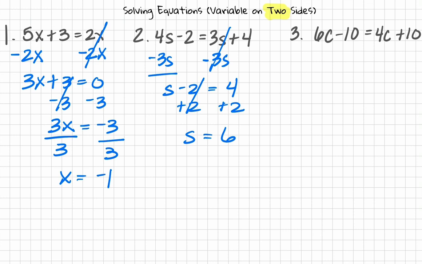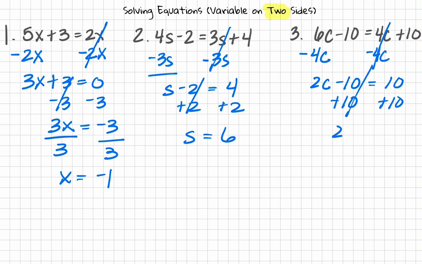For the third problem, I have a 6c and a 4c. I'm going to subtract the 4c on this side and that side to cancel that. So I have 2c minus 10 is equal to 10. I'm going to do a positive 10 to get rid of a negative 10. So I have to do the same thing over here. And I have 2c is equal to 20. Divide by 2 to isolate the multiplication by 2. And c is going to be equal to 10.